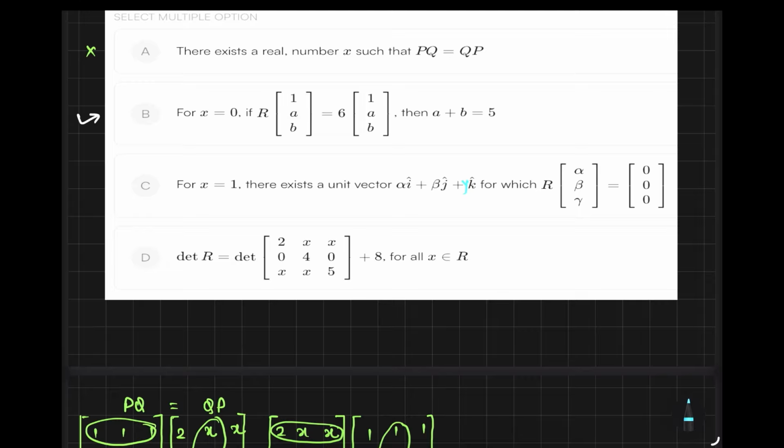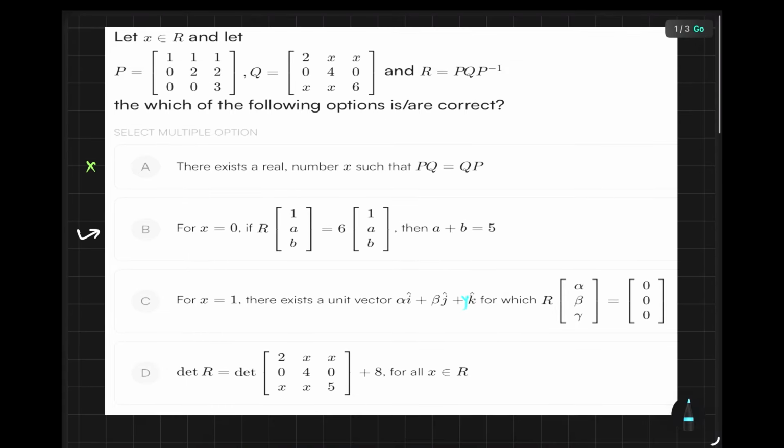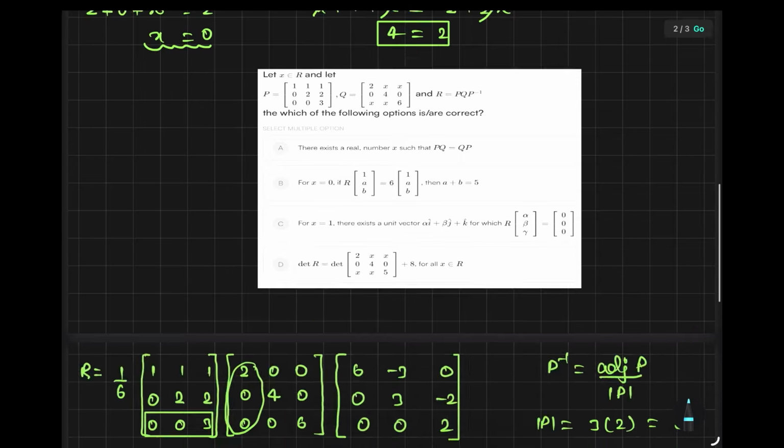Okay, why am I telling you this? Try to understand. You know that something multiplied by something equal to something is only possible if this thing is 0. Okay, if this is not equal to 0 you cannot handle. Otherwise, you should have this as 0. Determinant of this R should be 0 if x equals to 1. So we will try to find out the determinant of R. Okay, so let's proceed.